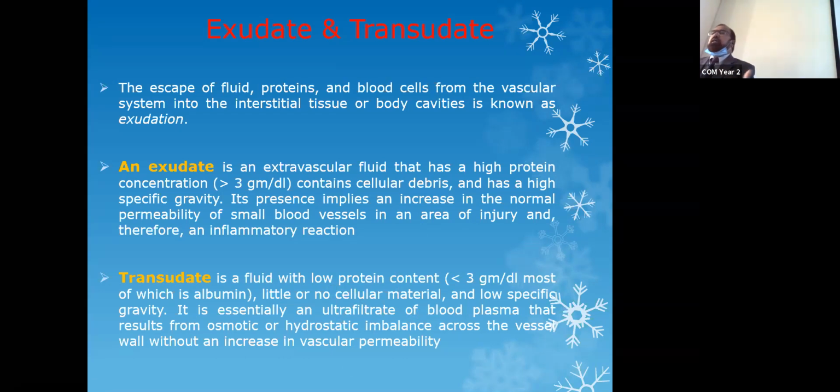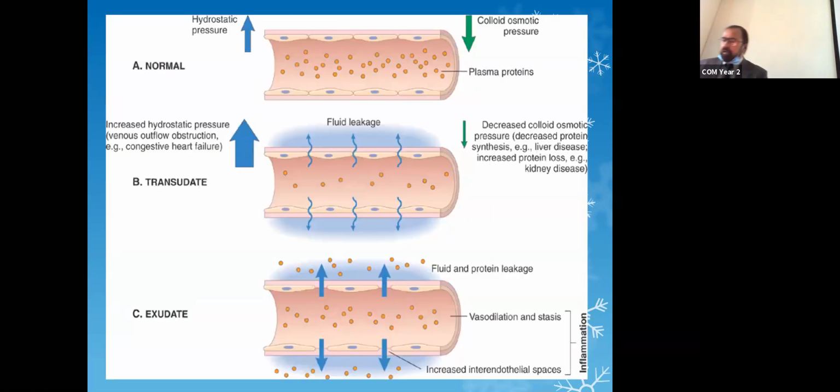Usually transudate occurs due to an increase in the hydrostatic pressure, or a decrease in the oncotic pressure or osmotic pressure. I'll show you how it acts. So with increased hydrostatic pressure or decreased oncotic pressure, the fluid cannot come back into the vessels, so they form an edema outside. If you see this one, the first upper one, this is a normal blood vessel flow.